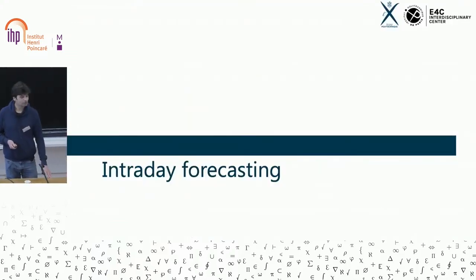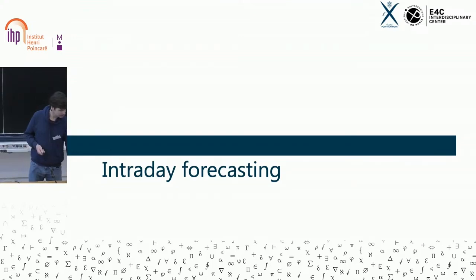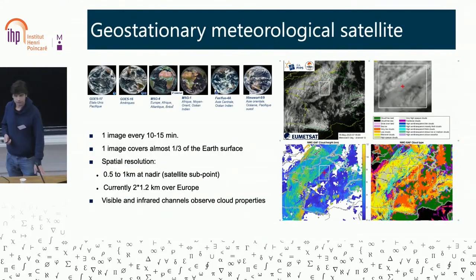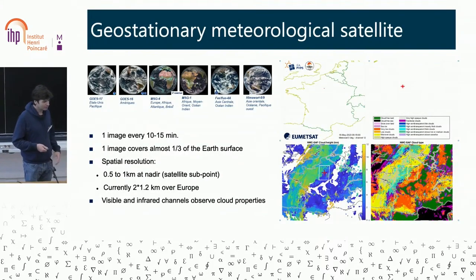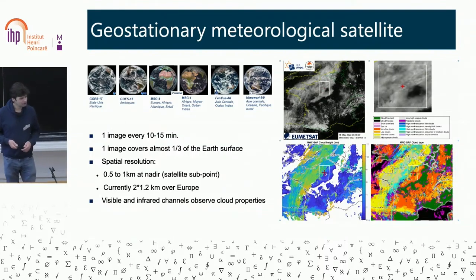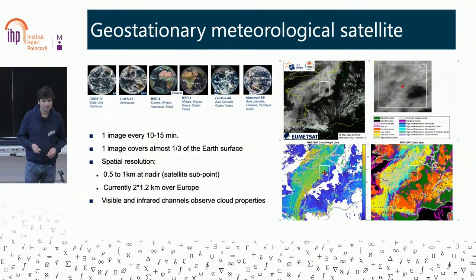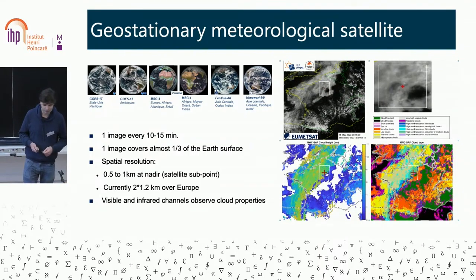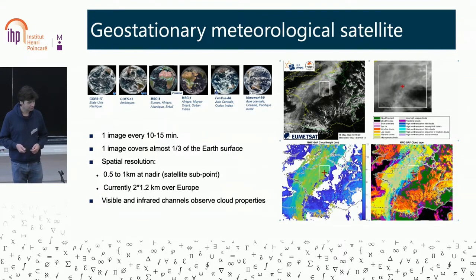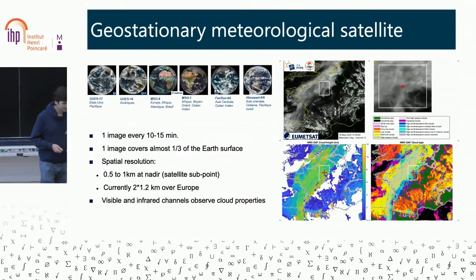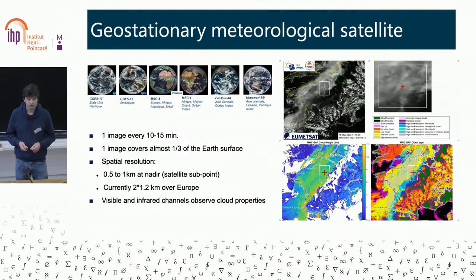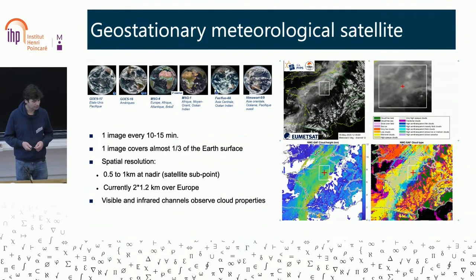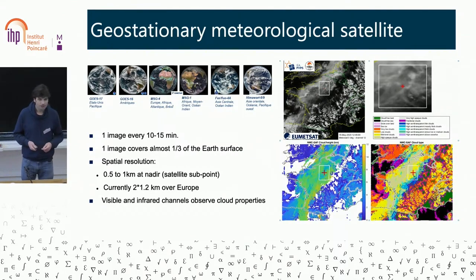So now we're going into satellite images. I'm working on it, so I know a little bit better. A few words about geostationary meteorological satellites. This is the satellite you might know if you see the weather news on TV. These satellites have been in orbit since the 70s to enhance the forecast.